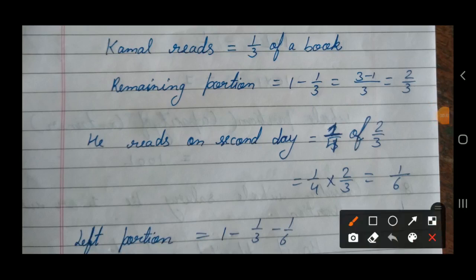Here the remaining fraction is 2 upon 3 and he reads on the second day 1 upon 4 of the remaining. 1 upon 4, replace this of by multiply, 2 upon 3. 4 and 2 both have a common factor of 2. 2 1s are 2, 2 2s are 4. 1 multiplied by 1 and 2 multiplied by 3, 1 upon 6.